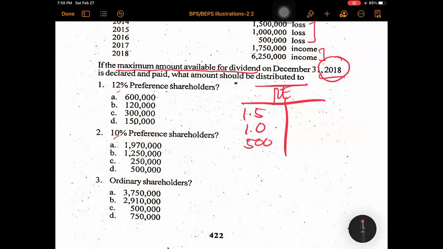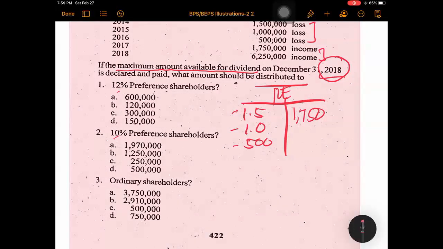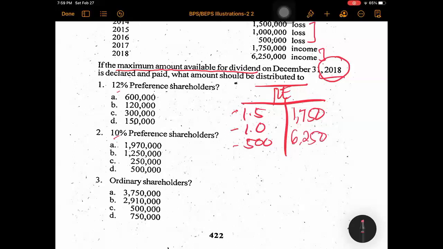So the 2014 year 1 balance is forwarded to year 2, then there is a loss of 1 million, which is forwarded to year 3 with a loss of 500,000. Come year 4, there is a 1,750 credit because of income. Come 2018, your 6,250. Therefore, at the end of year 5, the balance of your retained earnings is credit 5 million.